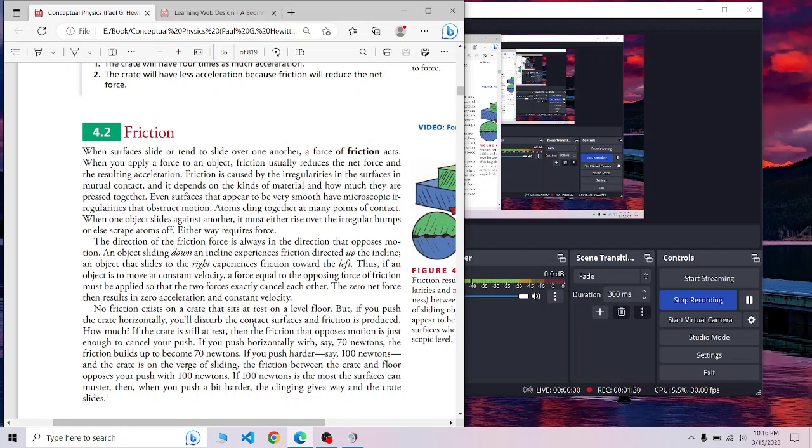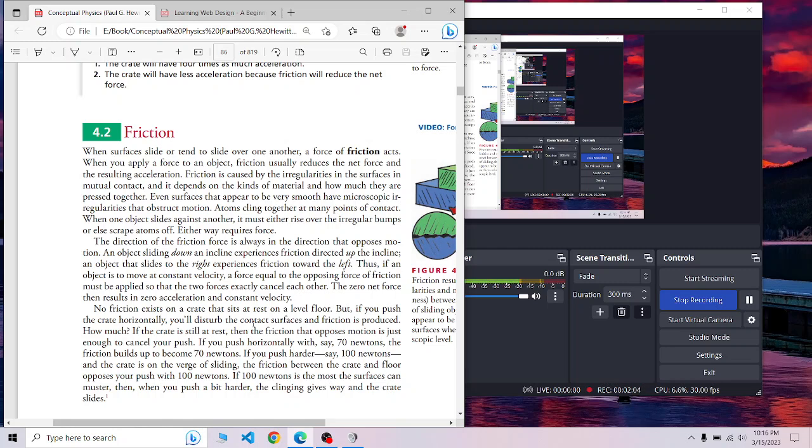Thus, if an object is to move at constant velocity, a force equal to the opposing force of friction must be applied so that the two forces exactly cancel each other. The zero net force then results in zero acceleration and constant velocity. No friction exists on a crate that sits at rest on a level floor. But if you push the crate horizontally, you will disturb the contact forces and surfaces, and friction is produced.